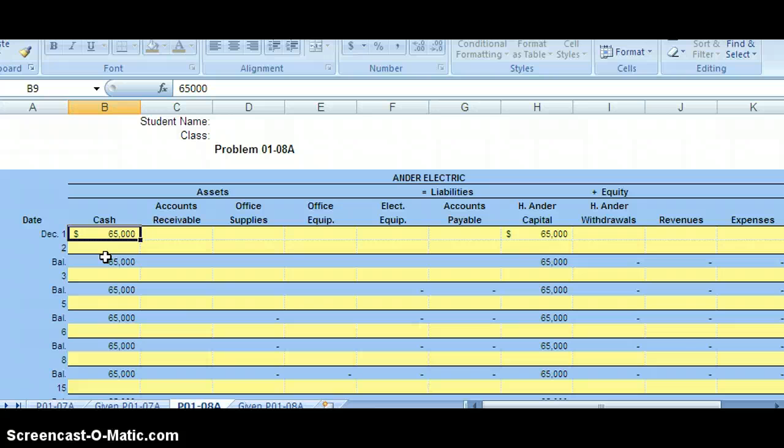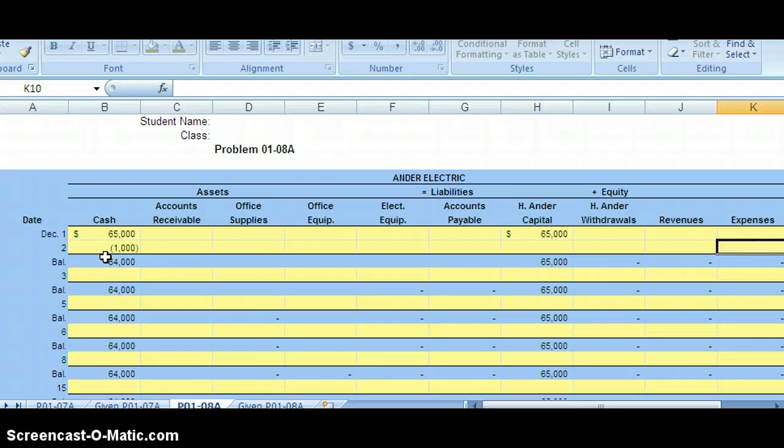On December 2nd, the company rented office space and paid $1,000 for December rent. Two things we need to know: what's decreasing and what's increasing. In this transaction, what's decreasing is cash, and cash is decreasing by $1,000. What's increasing is she's paying an expenditure for rent. So on the equity side, she is going to show a transaction for expenses.